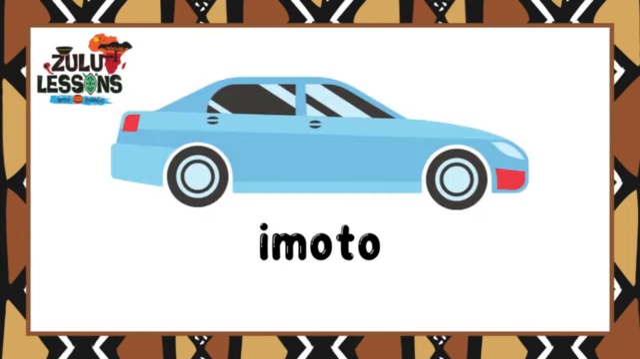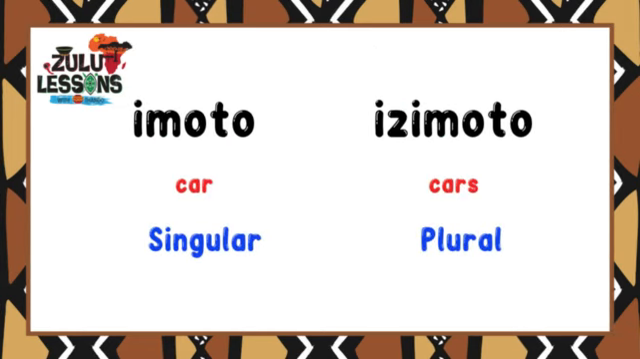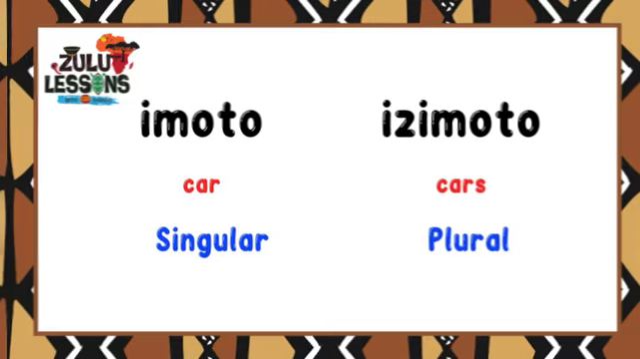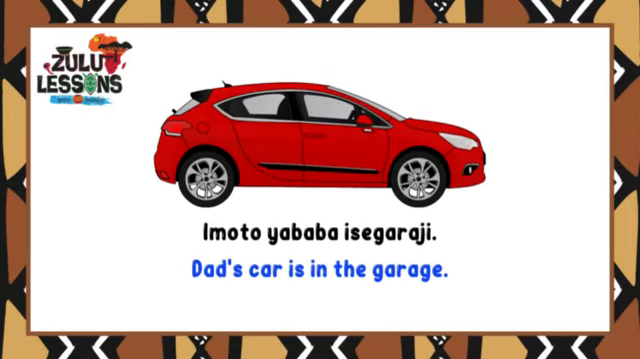So, a car in isiZulu is imoto. Plural, izimoto. Let's make a sentence with it. Imoto yababa isegaraji. That car is in the garage.